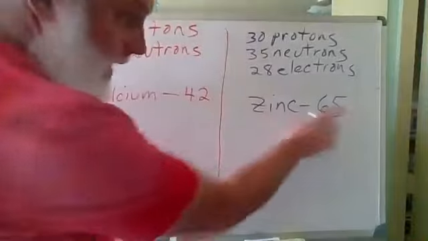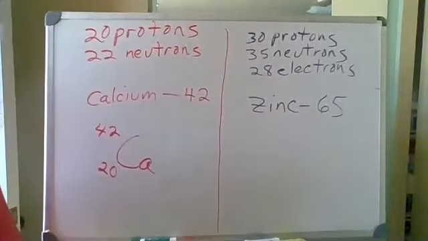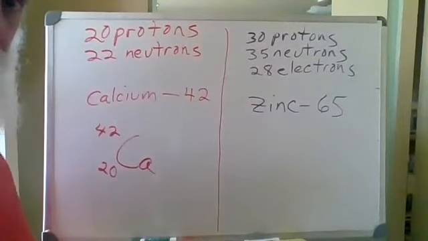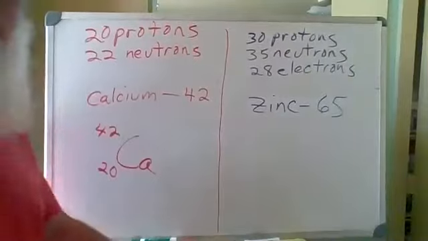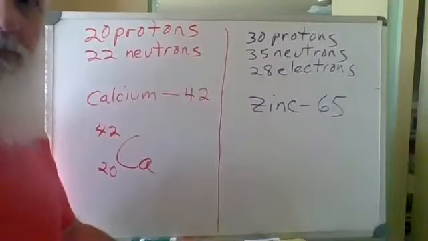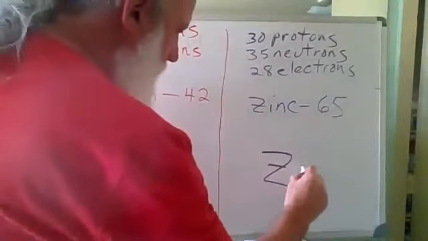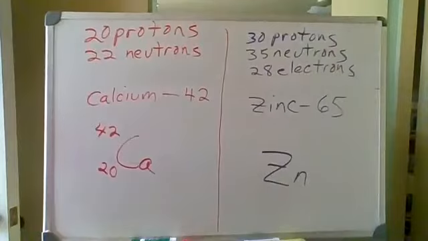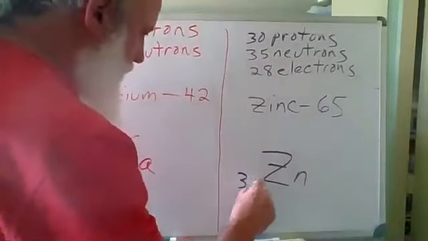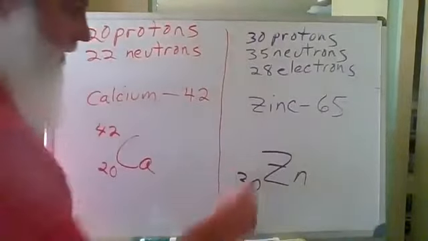Does everybody understand that? If you've got a question, you need to speak up. What's the element symbol here? Capital Z, lowercase n. And what goes down here? 30. Come on, why am I only hearing two voices? What goes up top? 65.